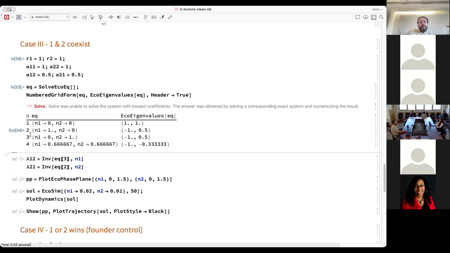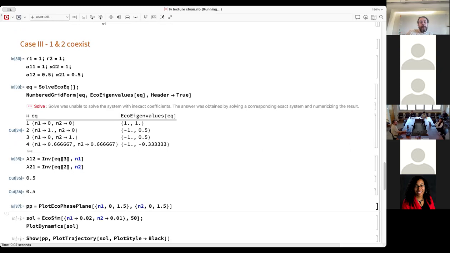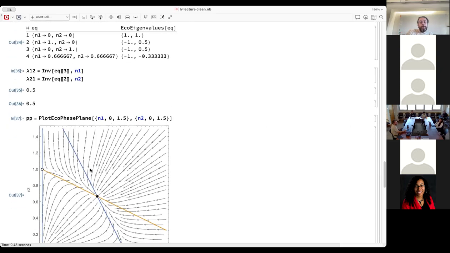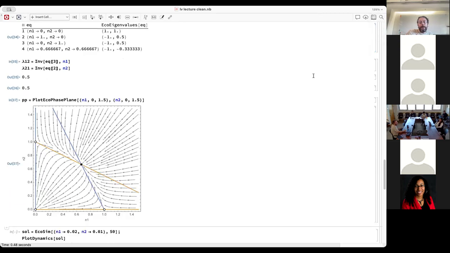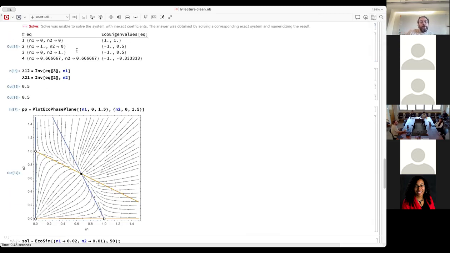So now we have, well, let's get the picture so we can have that handy. Right, so now we have 4 equilibria. The trivial one, it's unstable. Species 1 by itself, it's unstable. Species 2 by itself, it's unstable. Finally, the coexistence equilibrium point at 2/3, 2/3. It's stable because these are both negative, right?